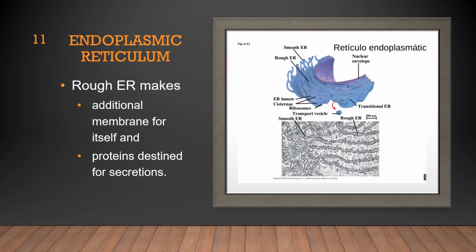The rough ER is rough because it has ribosomes attached to it. This is what the attached ribosomes are on. The proteins made there are destined to be secreted out of your body after they go through the Golgi apparatus.